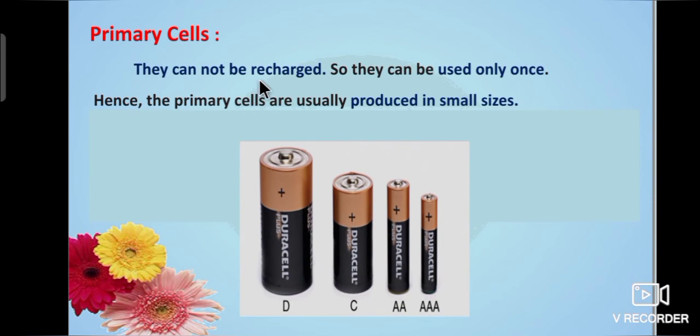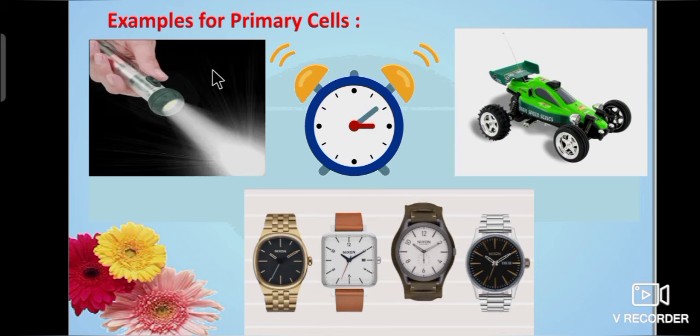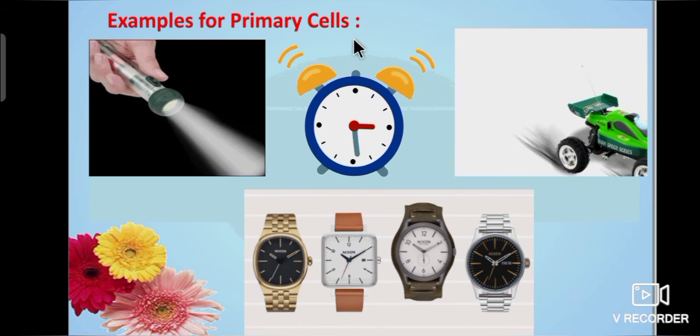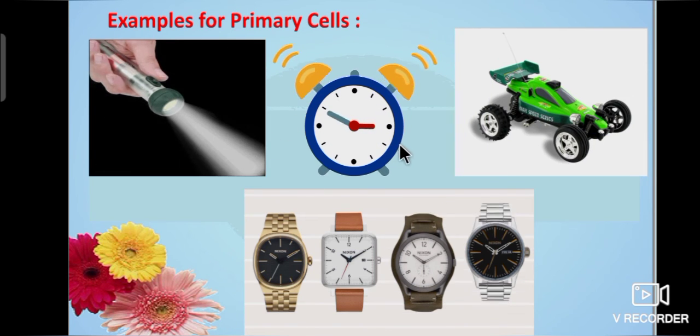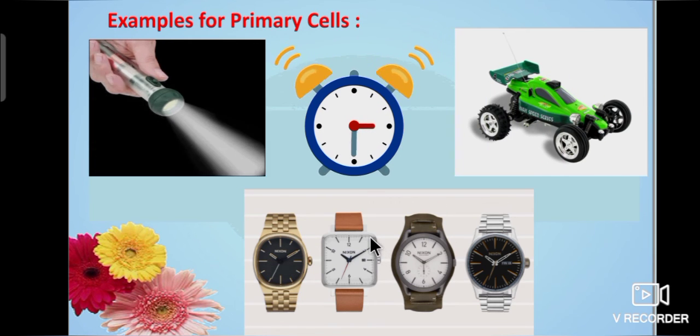Primary cells cannot be recharged, so they can be used only once. Hence, the primary cells are usually produced in small sizes. Let's see the examples for primary cells. Primary cells are used in torchlights, alarms, toys and watches.